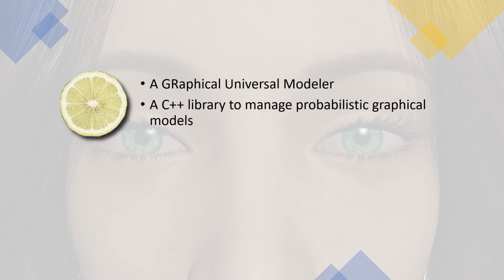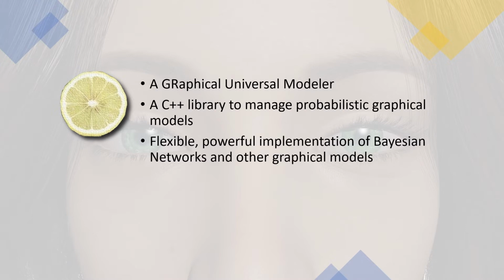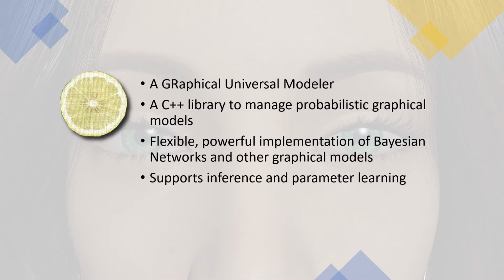In Fantasia, we use the aGrUM library. I will be putting a link in the description if you want to know more about aGrUM. In general, aGrUM stands for a graphical universal modeler, and it's a C++ library to manage probabilistic graphical models. It is very flexible and is a powerful implementation of Bayesian networks among other types of graphical models. It supports inference and parameter learning, so that is why we chose to integrate it in Fantasia.